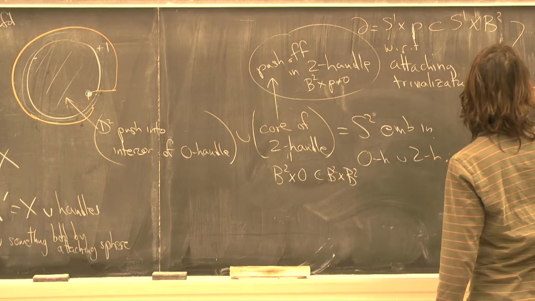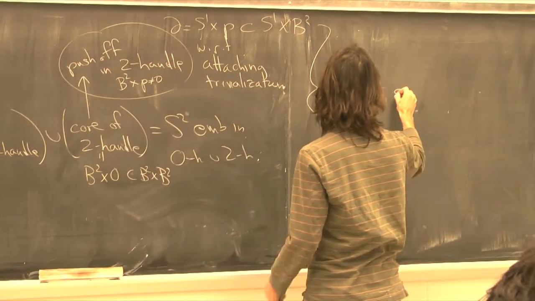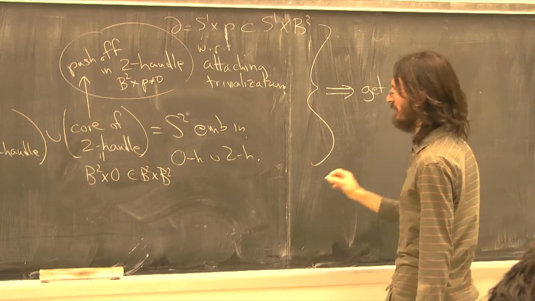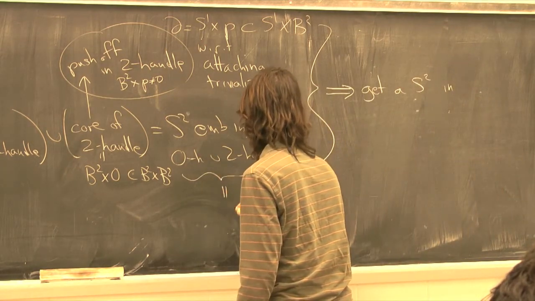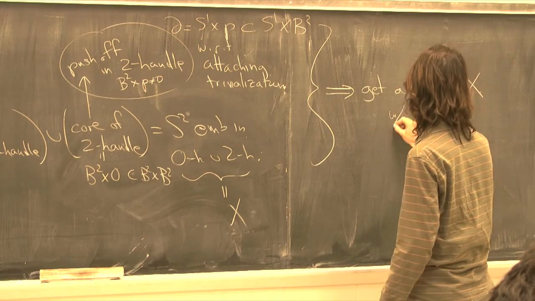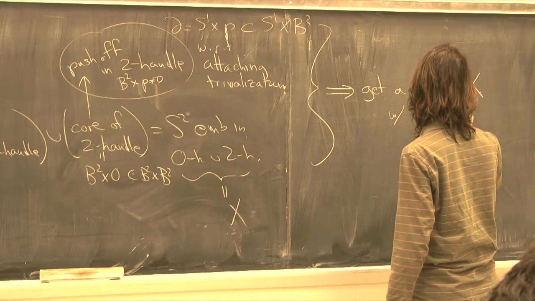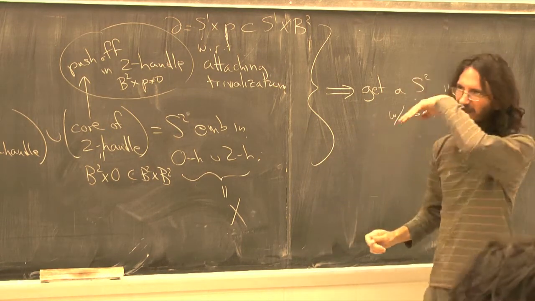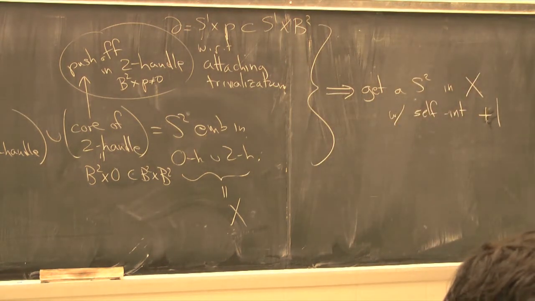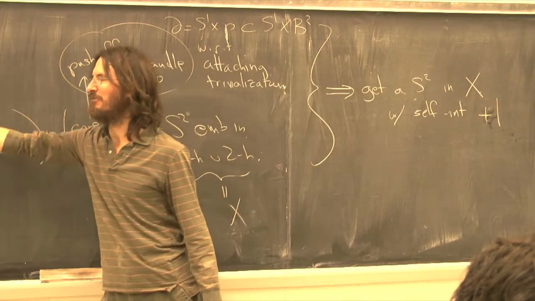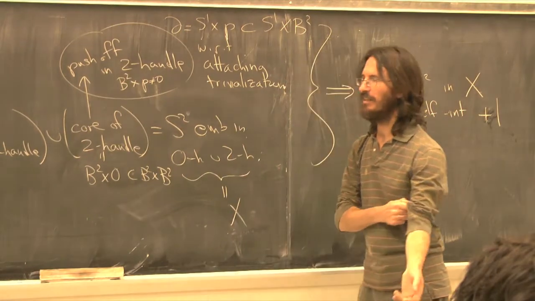So all of this implies that you get an S2 in, let's call this four-manifold X that you're building, an S2 in X with self-intersection, in this case, +1. Why? You've got to think carefully about signs. All the orientations work out so that the linking number is exactly equal to the self-intersection.